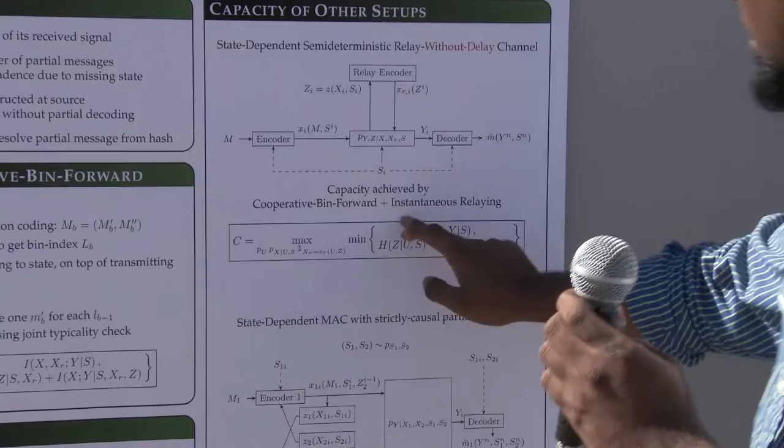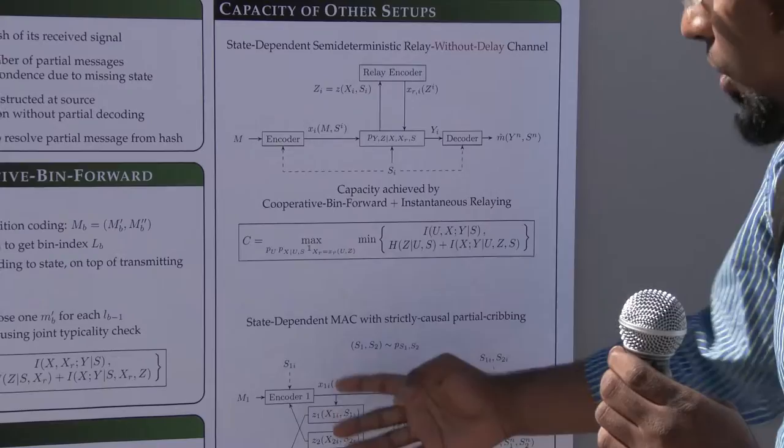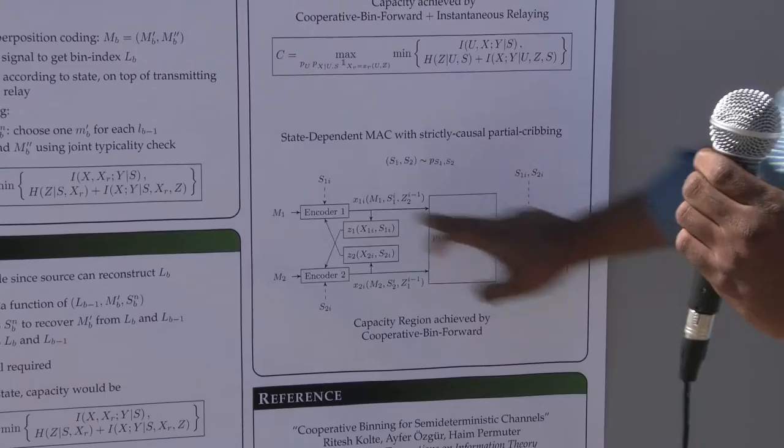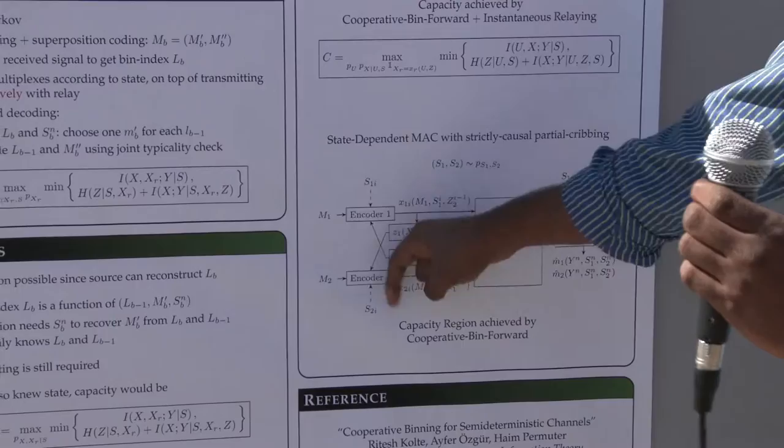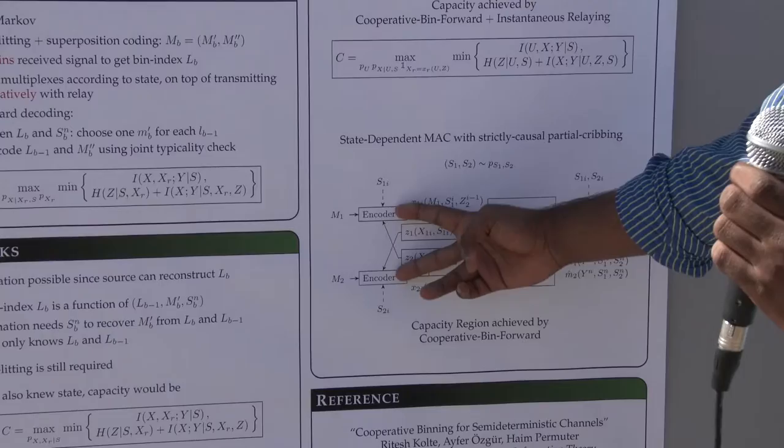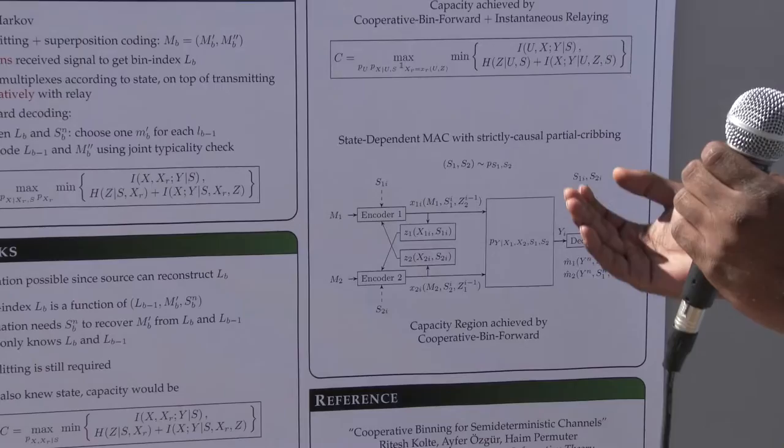And this is another setup which models the situation when two transmitters aim to communicate to the destination. Each of them has their own share of state information. It need not be independent, and they overhear each other. And the goal again is, in spite of the disjoint state information, can they still make use of this overheard information to get cooperative benefits? And we can use the same idea to get the capacity region in this case too.